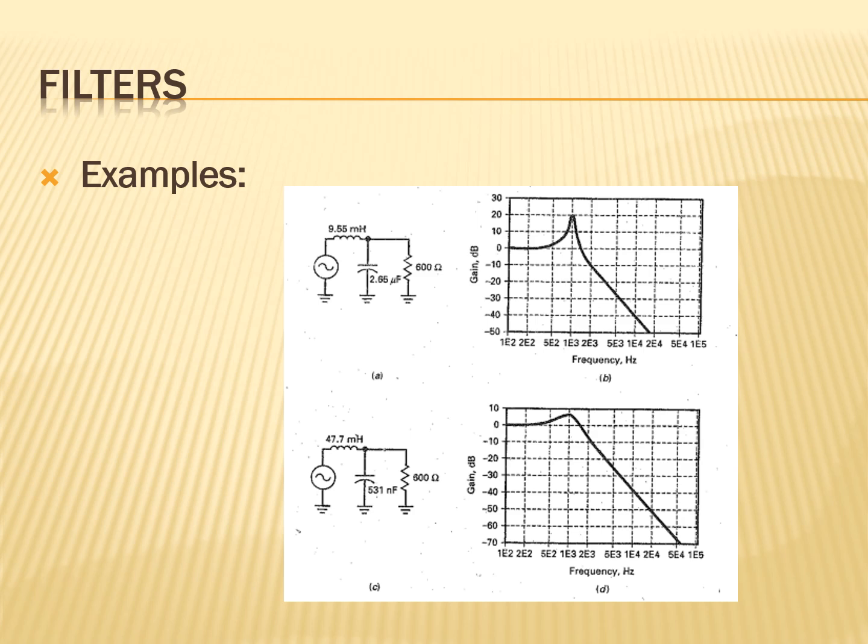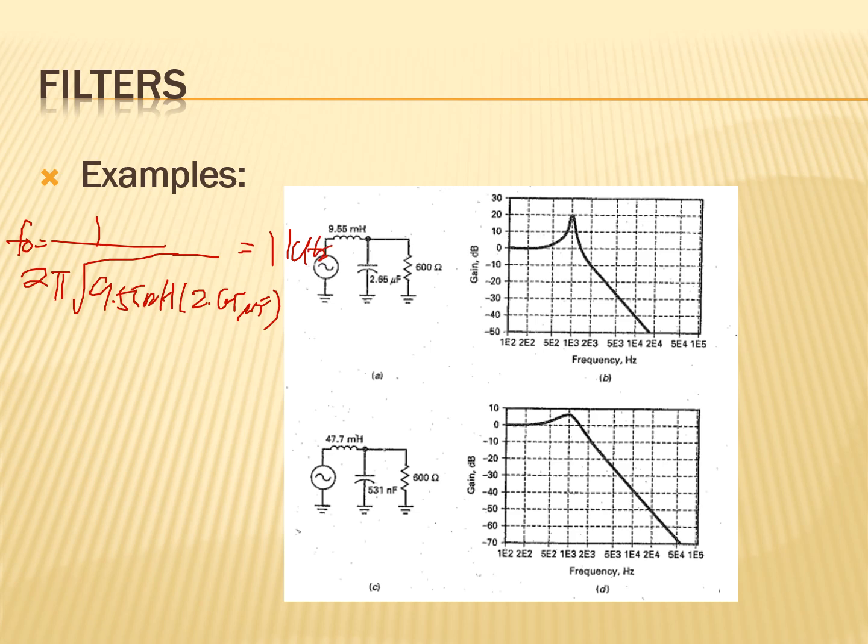So let us have an example here. In our first figure, letter A, if we're going to solve for our resonance frequency, this is 1 all over 2 pi square root of 9.55 millihenry multiplied by 2.65 microfarad. So this will give us 1 kilohertz. So our resonance frequency is equivalent to 1 kilohertz.